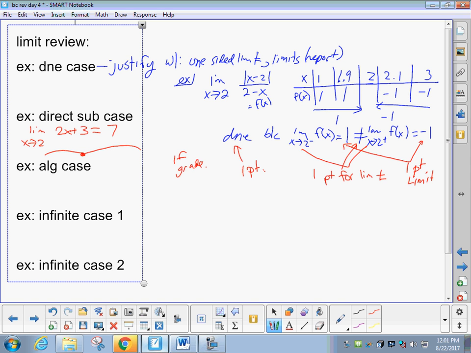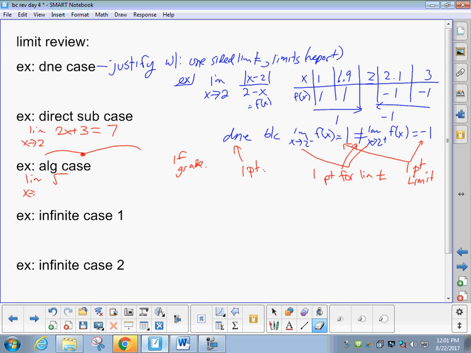Okay? An algebra case where you get kind of a no-go. Say the limit as x goes to 0 of root, let's not say that because that's a little bit funky. Let's say x goes to 4 of root x minus root 4 over x minus 4.